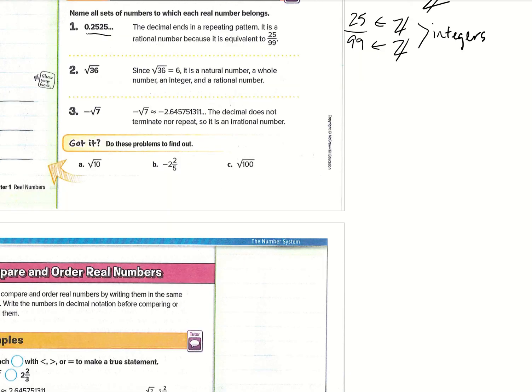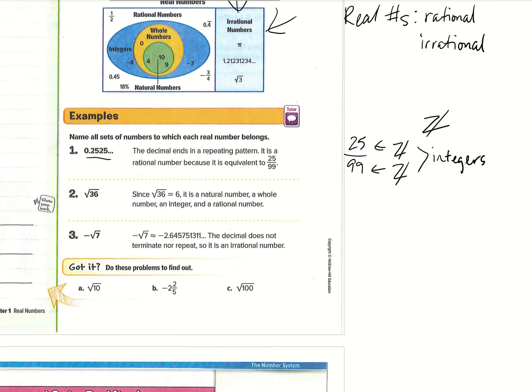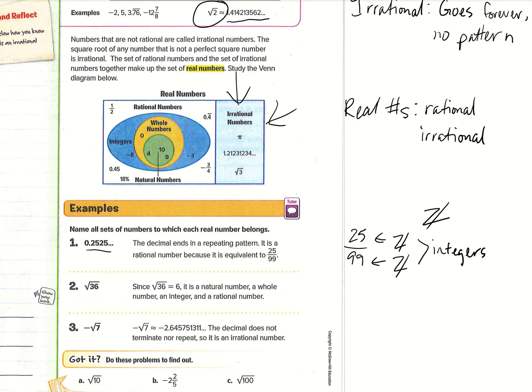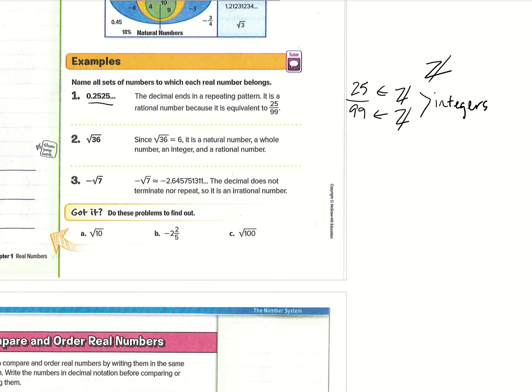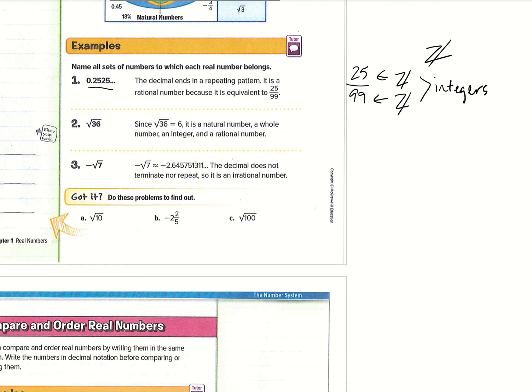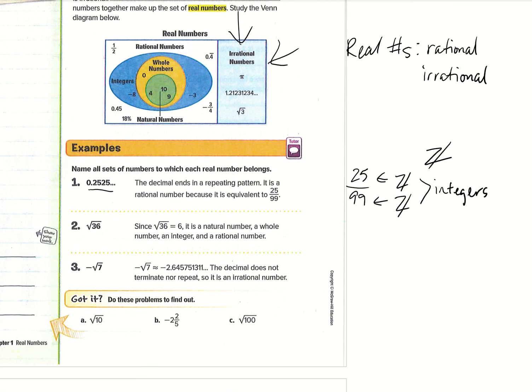In example 2, you have the square root of 36. If you type that into your calculator, or if you know it off the top of your head, the square root of 36 is 6. 6 is a natural number, which was in our diagram up here, that green circle. Those are counting numbers, and anything there is going to be within that zone of rational numbers.